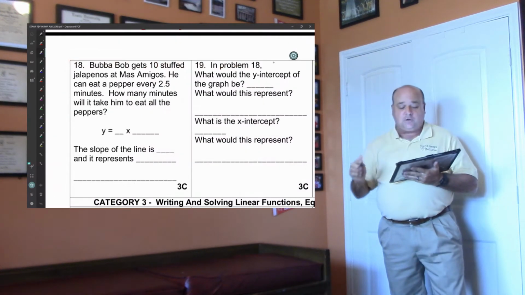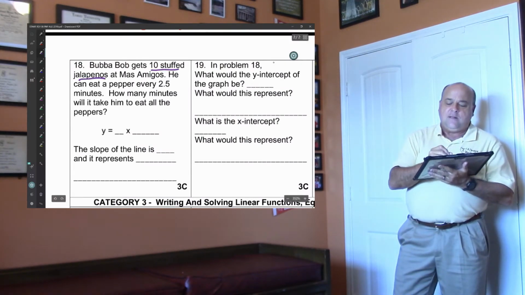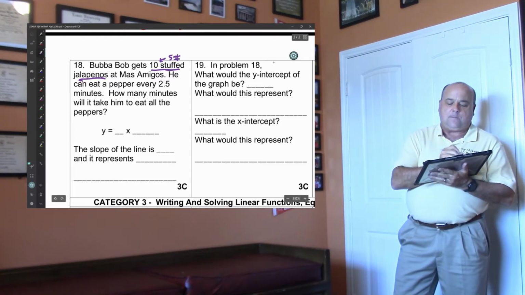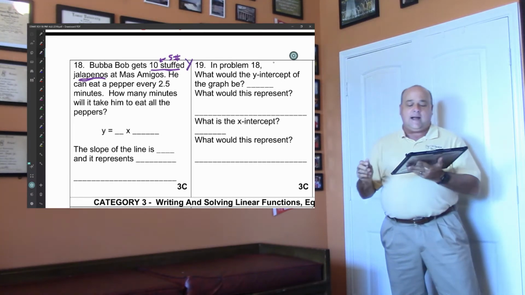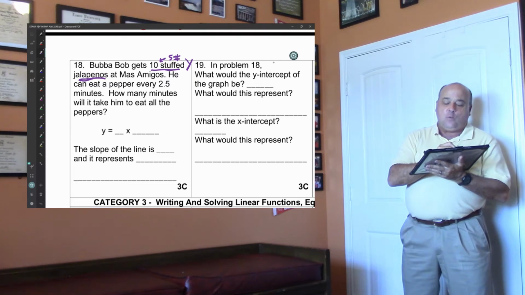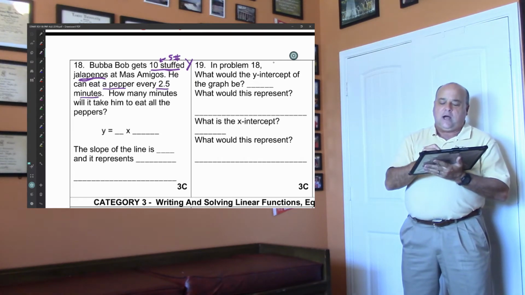This one is really tricky. So he has 10 stuffed peppers. That's going to be our starting number. So I'm just going to put starting number, and notice the stuffed jalapenos will be our y. So we're going to have jalapenos on the y-axis. Then it says he can eat 1 pepper every 2.5 minutes. So the slope is going to be y over x.